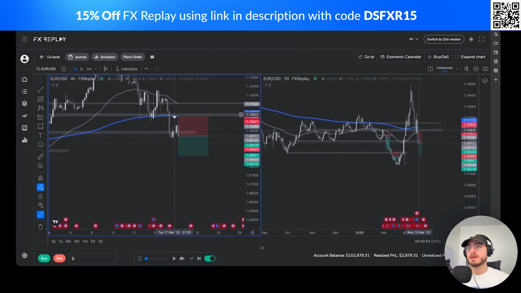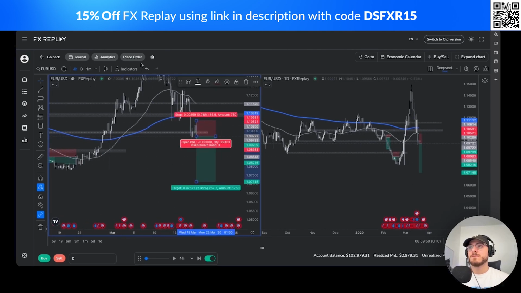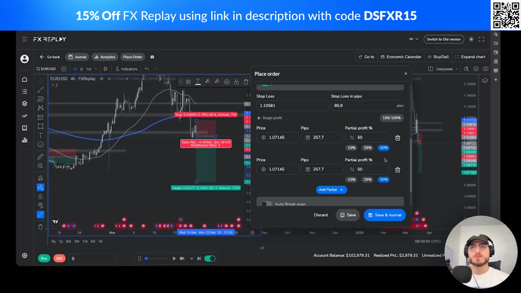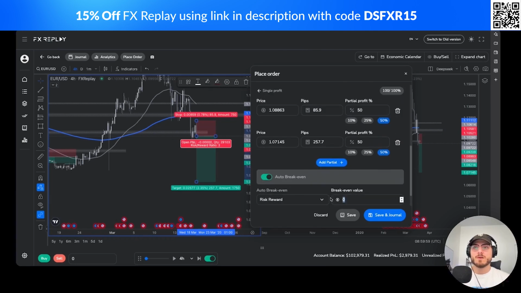Beautiful engulfment right here. Let's go 72, so maybe about 80, something like that. Place order, 1% risk, partial profits, and that was at 85.9. And auto break even at 1R.